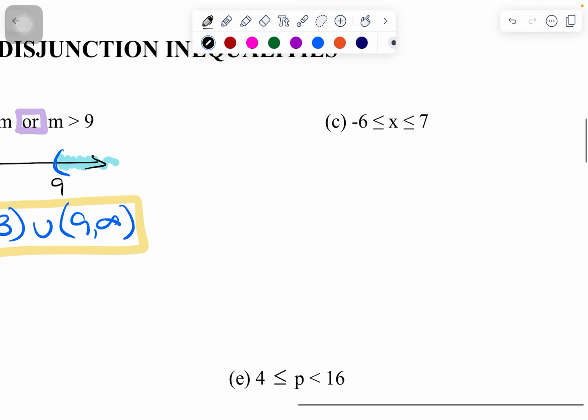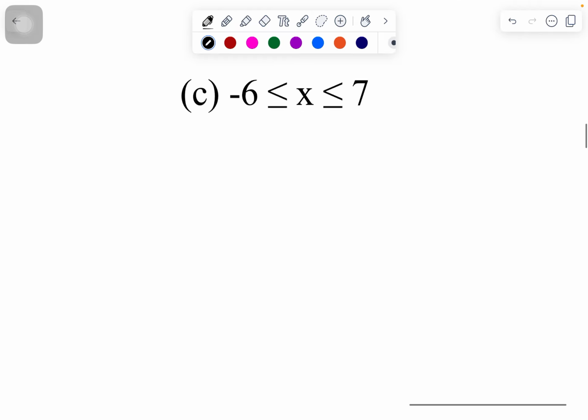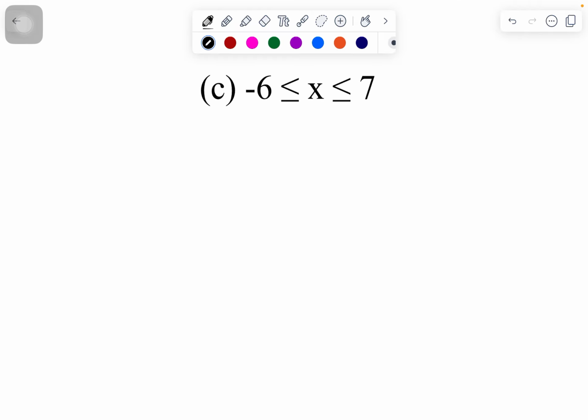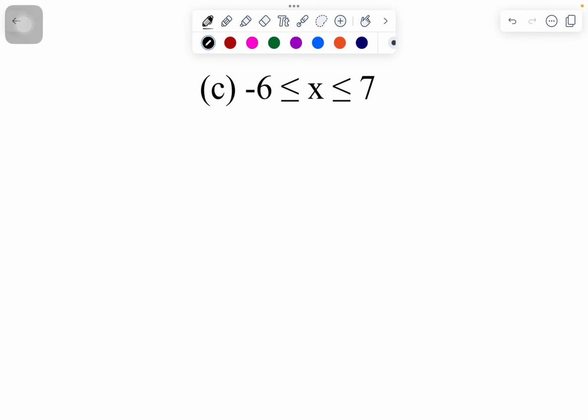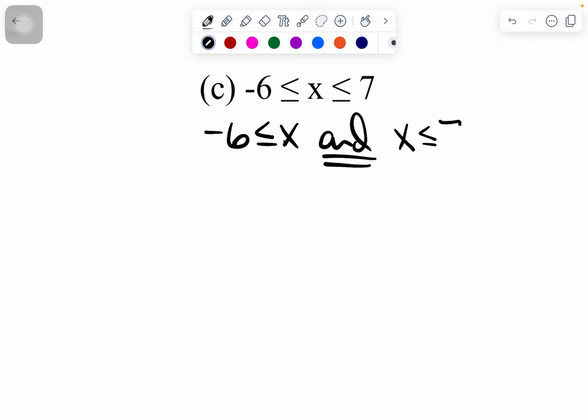Let's see. Oh, there's part C. All right. So this is a conjunction, right? It is joined together as a single kind of two-part inequality going on here. So -6 is less than or equal to x, and big important conjunction there, x is less than or equal to 7. So on the number line, I'm going to have a -6. I'm going to have a 7.